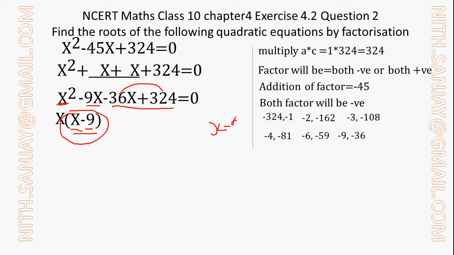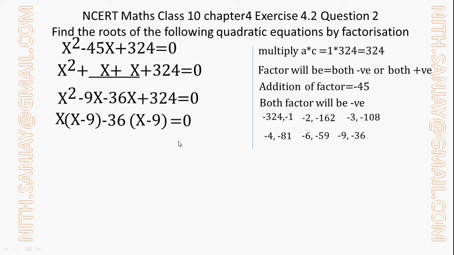Okay, so what I should do is take minus 36 common from here, so I will be left with x, and here I will be left with minus 9. So I take minus 36 common, and inside I am left with x, because if I take minus 36 common from minus 36x, x is left, and if I take minus 36 common from plus 324, I am left with minus 9. So this has to be equal to 0.